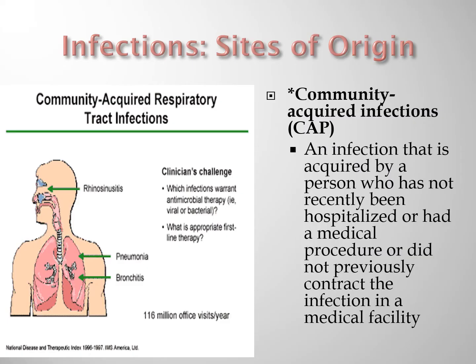Okay, just infections in general, and we're going to talk about sites of origin. So the concept of community acquired infections or community acquired pneumonia, as you see in brackets there, which is one that we'll end up talking about. So this is an infection that's acquired by a patient that hasn't recently been hospitalized or had any medical procedure that brought them to a hospital. So it's an infection that was acquired in the community.